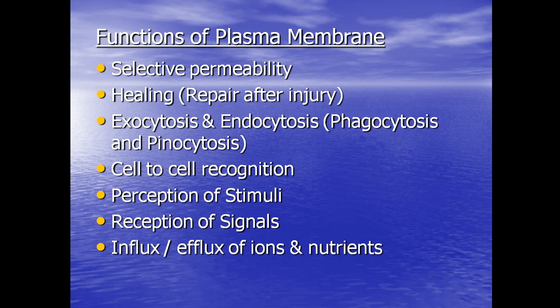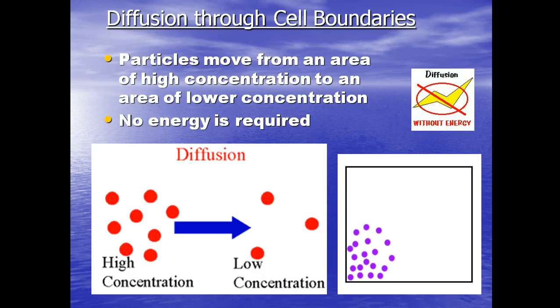Just to rebrush about the functions of the plasma membrane, I have told you: selective permeability, healing, phagocytosis, pinocytosis, cell-to-cell recognition, perception of stimuli, reception of signals, influx or efflux of ions and nutrients. See, this is the diffusion process, how it happens. From the region of higher concentration to the region of lower concentration, you can call it diffusion, without energy expenditure.